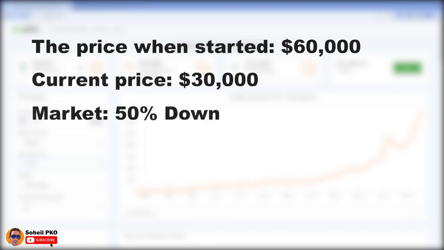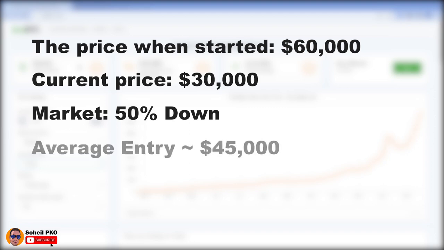The good point with this strategy is that because you distribute your allocations evenly and regularly throughout the drop and you buy at both highs and lows, your entry level on average would be around $45,000. The result would be a 25% loss for you, but consider this with a situation where you entered the market at $60,000 with all your capital on a one-time purchase. This would result in a 50% loss.